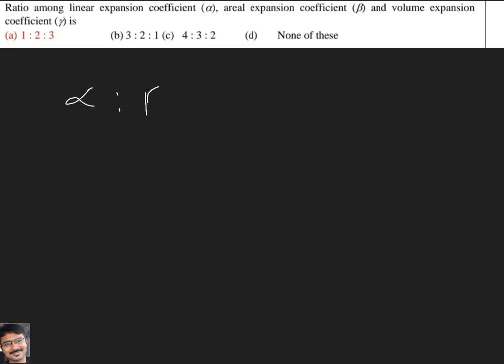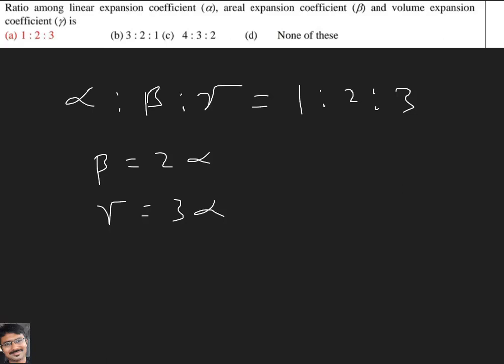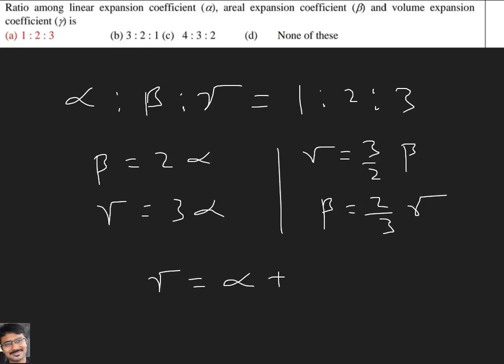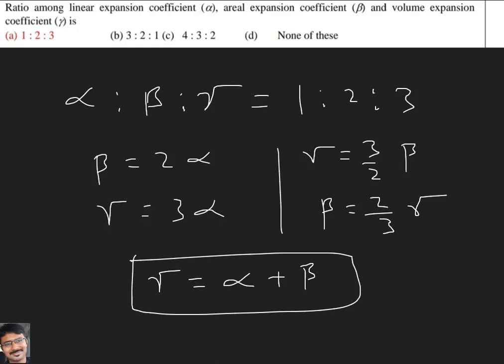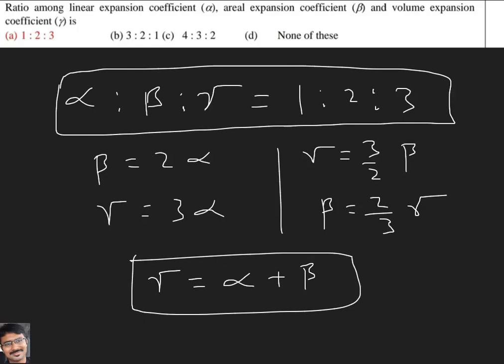Alpha is to beta is to gamma is equal to 1 is to 2 is to 3. So beta is equal to 2 alpha, gamma is equal to 3 alpha, gamma equal to 3 by 2 beta, beta is equal to 2 by 3 gamma, and we can also write gamma as alpha plus beta. These are the relations between alpha, beta and gamma. I hope you are clear with the relations of alpha, beta, gamma. This is a very simple question actually.